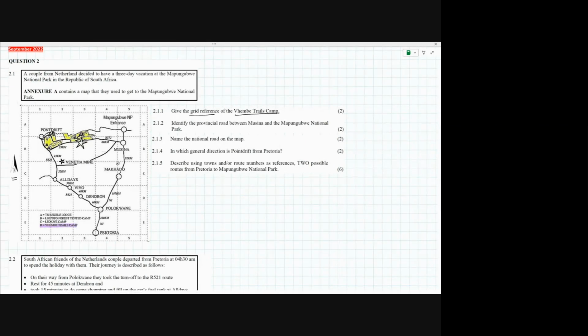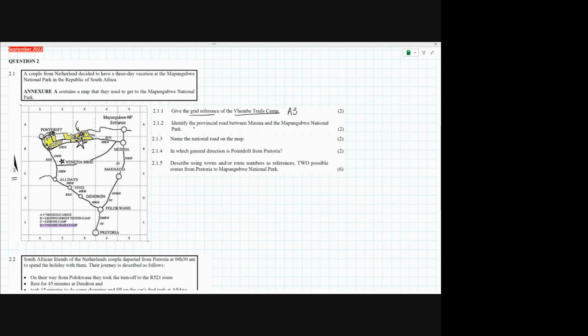There it is. So who can give me the grid reference? Usually we start with the letter. A3. A3, excellent. Okay, so letter first, then number. It is in row A, column 3, and we can see it there.